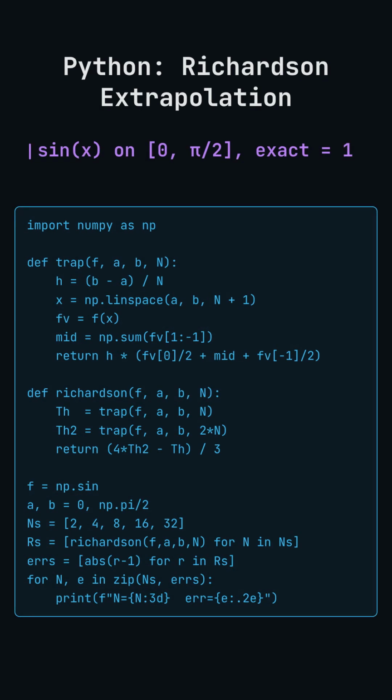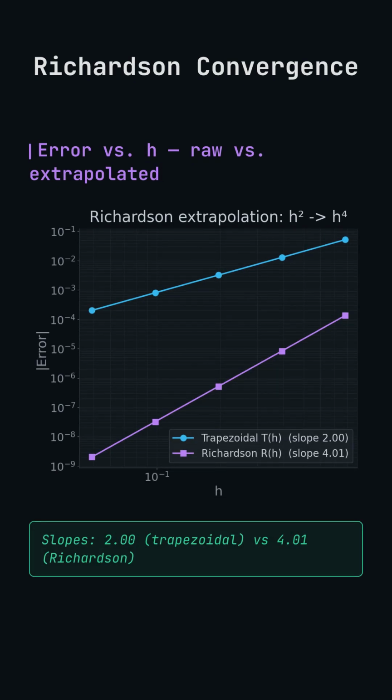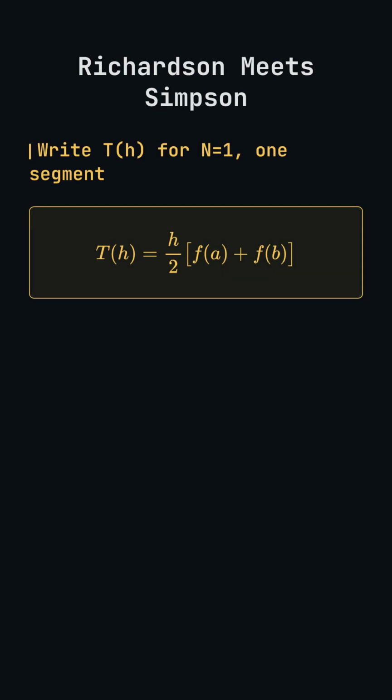Sweep n from 2 up to 32, doubling each time. At every level, compute both the raw trapezoidal estimate and its Richardson extrapolated partner and compare their errors. Same data, same trapezoidal rule underneath. The only difference is combining two estimates. The slope on the log-log plot jumps from 2 to 4, 16 times the accuracy every time n doubles instead of 4.